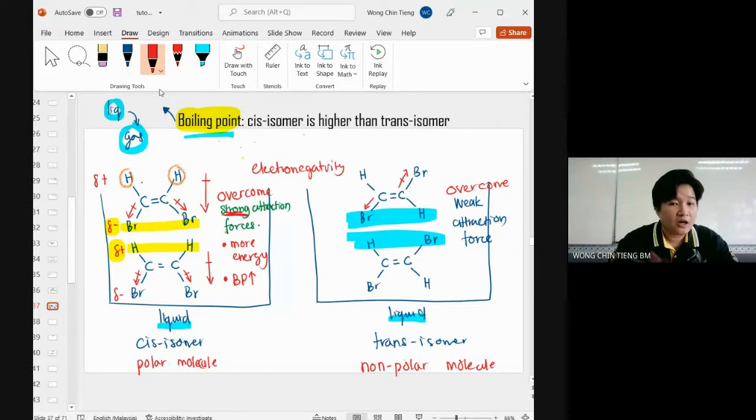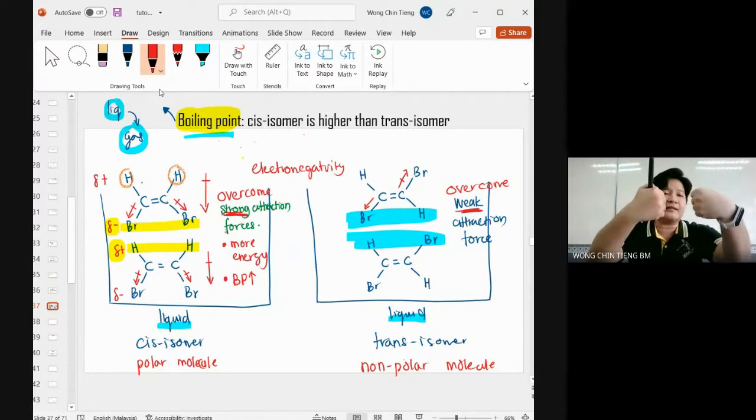Vice versa, terbalik sahaja. Bila yang attraction forces tu lemah, dia tertarik. Dia mesti tertarik, dia liquid. Dia tertarik. Tapi daya tarikan antara diorang lemah.